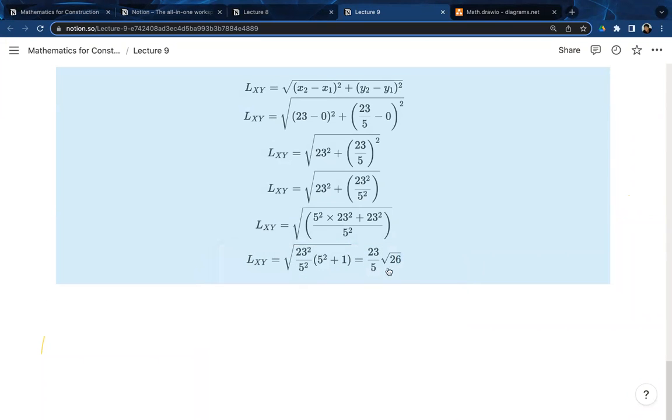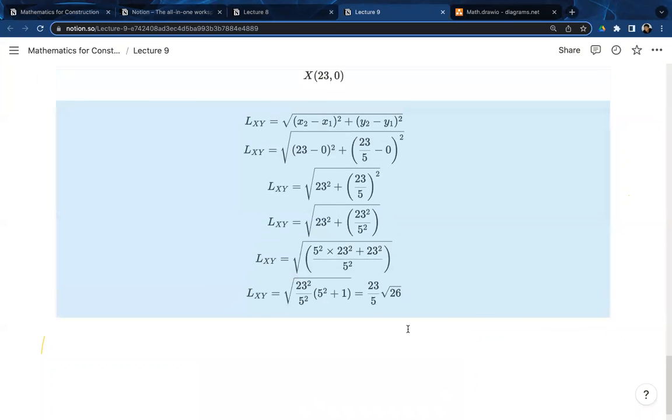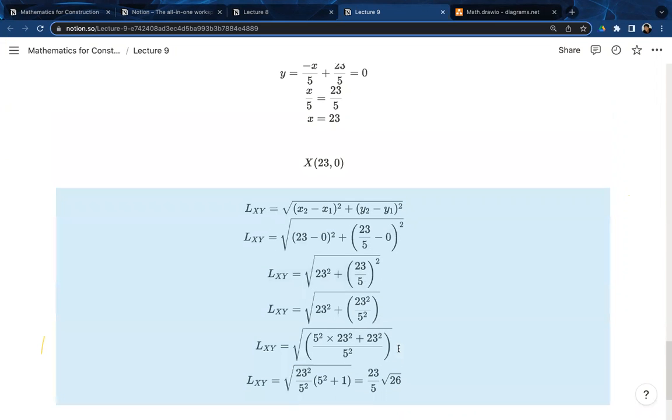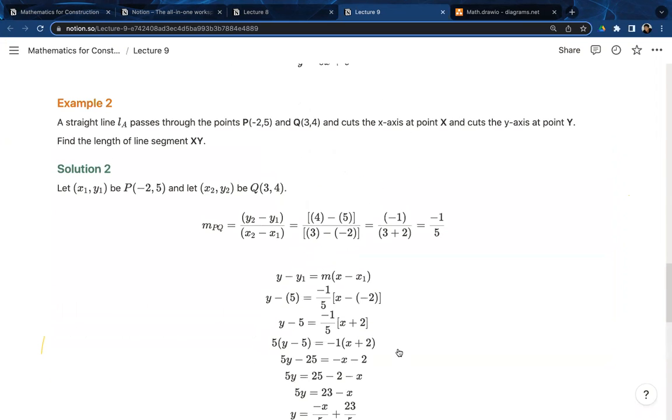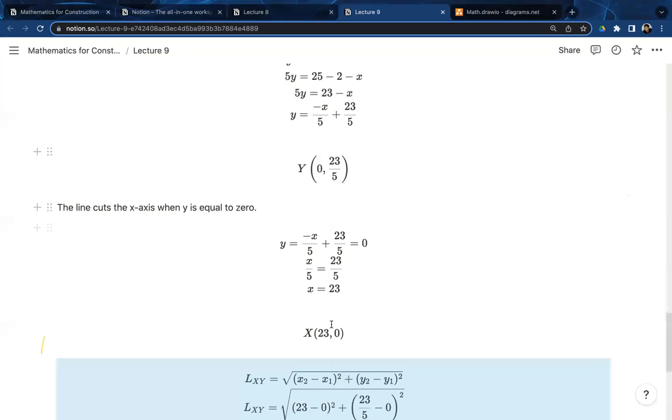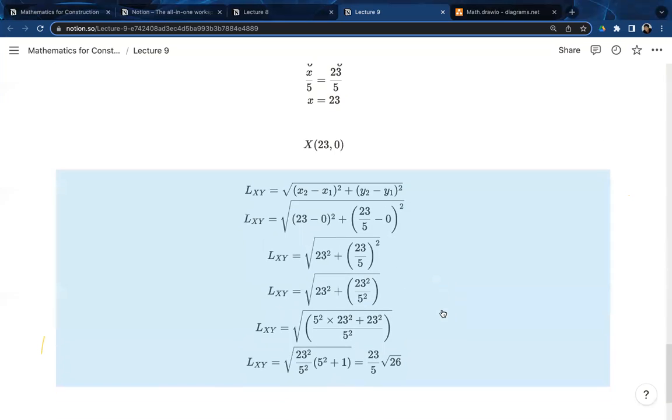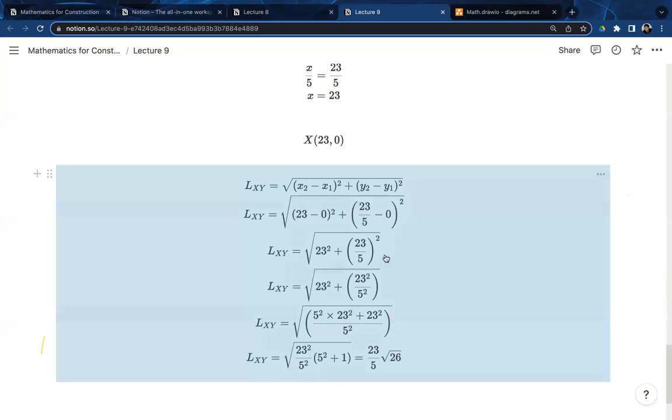So this answer here is 22 over 5 by the square root of 26, sorry. This is the exact form of it here, right? So that's the length of the line. This is all the work in here, right? First you find the gradient, then you find the equation, then you find the 2 points. Then the Pythagoras theorem here, this is kind of easy because we have zeros, okay?